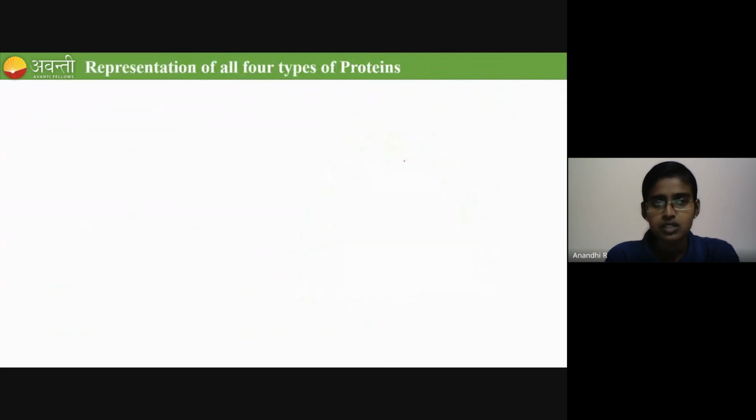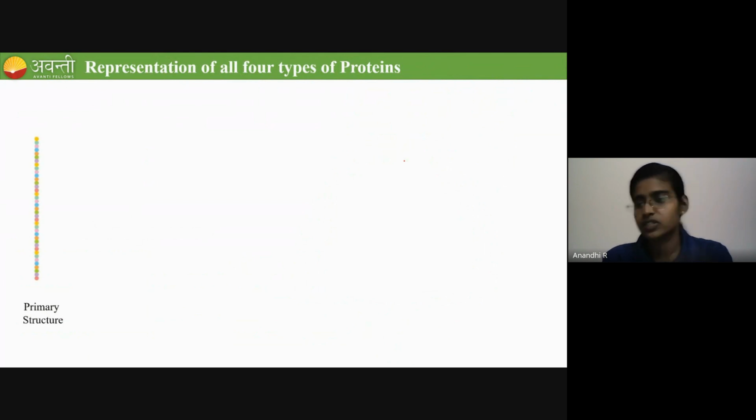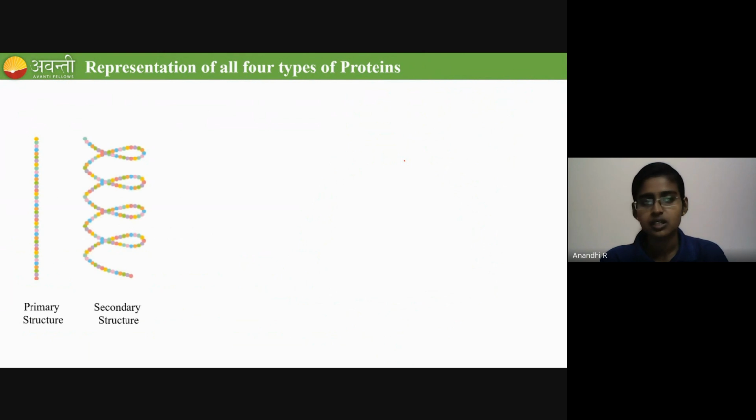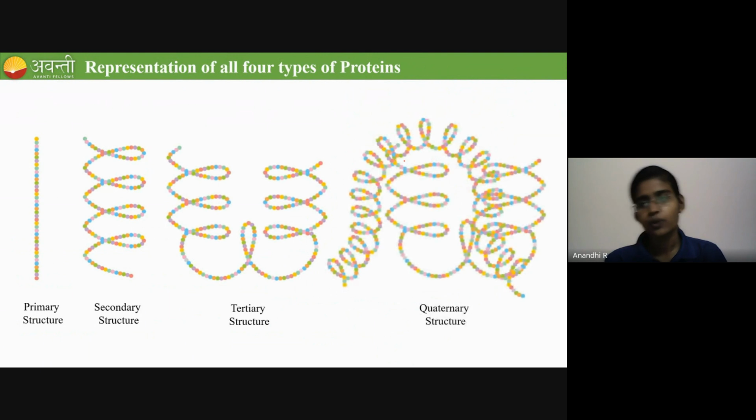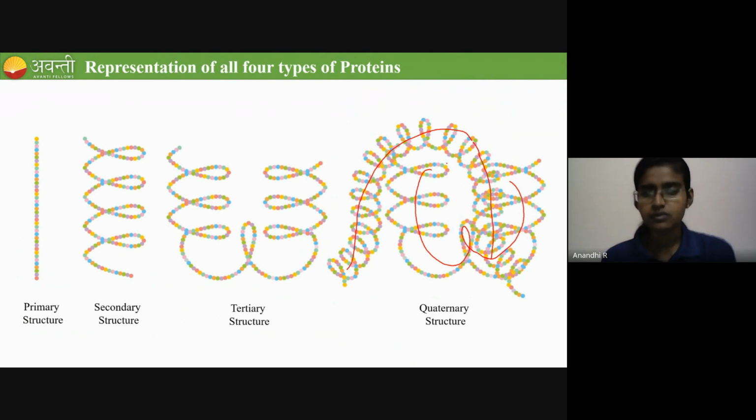I'll give you the four structures of protein here. This is primary, which has a linear chain, this is secondary, this is your tertiary, and this is your quaternary. In quaternary, you see this is the first polypeptide chain and this is your second polypeptide chain. So two polypeptide chains constitute the quaternary structure here; more than two can also be used. This is a representation of all four types of protein structure. Any doubts so far on the structure of proteins?